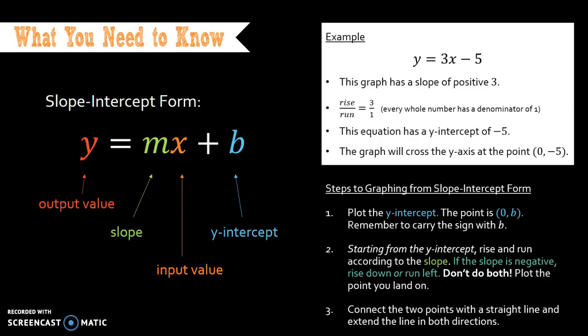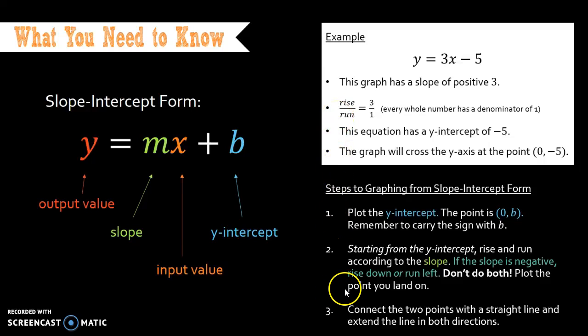If your slope is negative, you're either going to rise down or run to the left. Don't do both. If you do both, your slope will actually end up being positive because a negative divided by a negative is a positive value. So you get to choose. You can either make your rise negative by going down or make your run negative by going left.